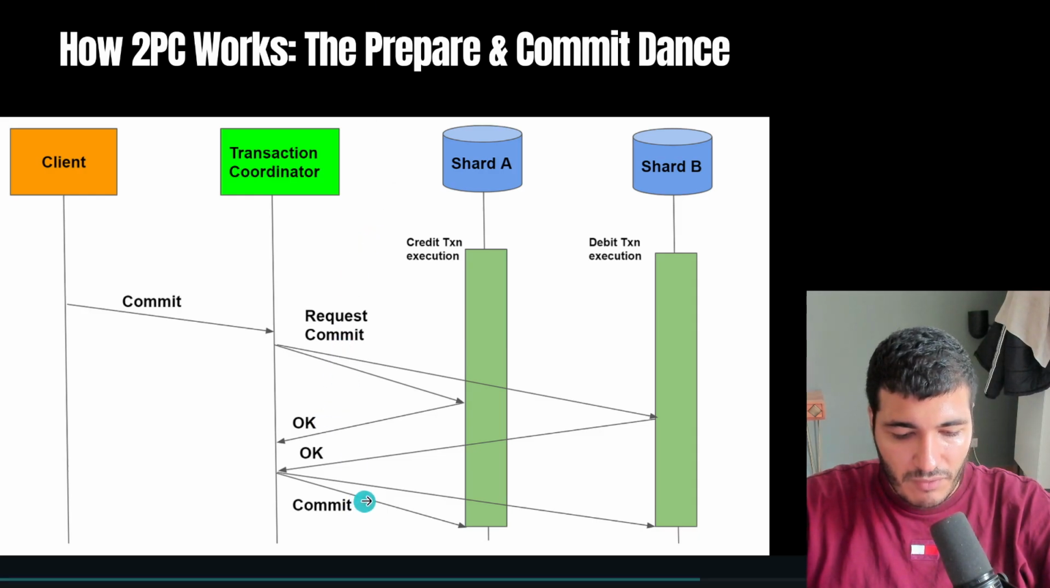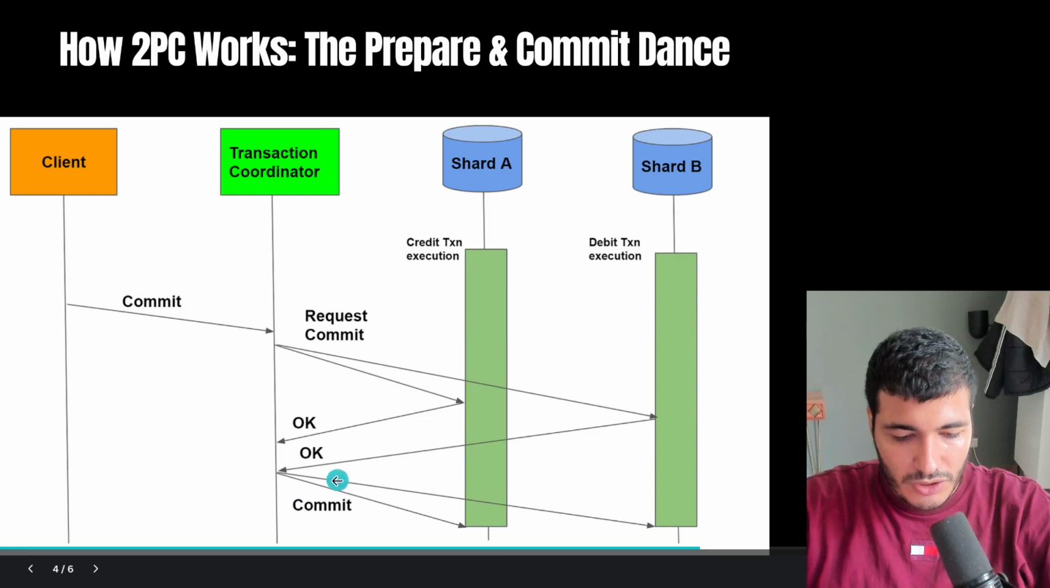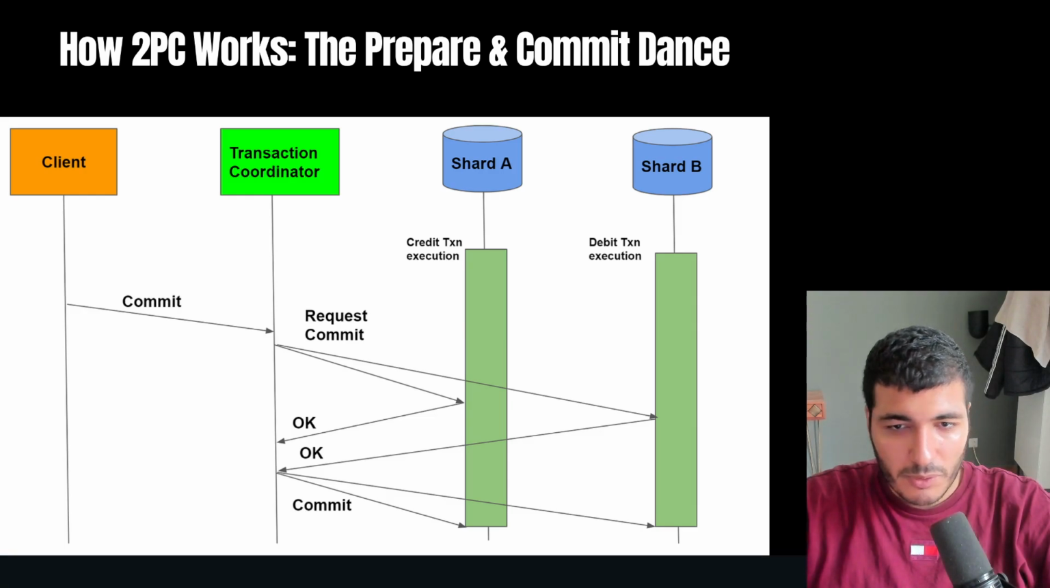Next, we have phase two, which is the commit phase. The coordinator waits for responses from all participants. If all participants respond yes, the coordinator decides to commit the transaction. It then sends a commit message to all participants. If even one participant responds with no, or if the coordinator times out waiting for a response, the coordinator decides to roll back the transaction. It then sends a rollback message to all participants.